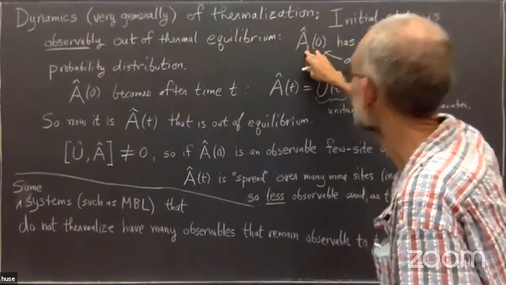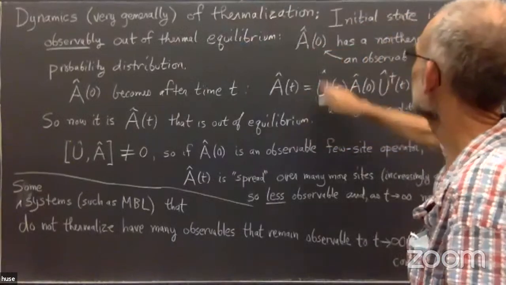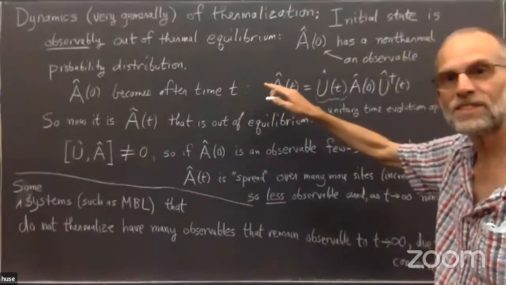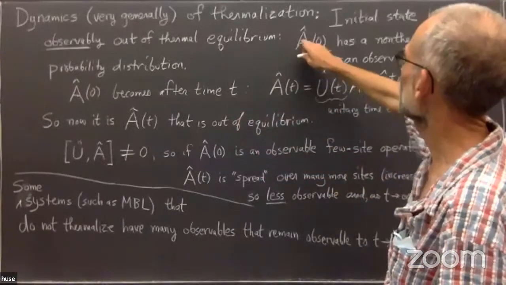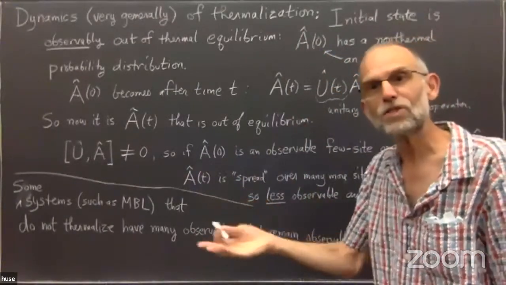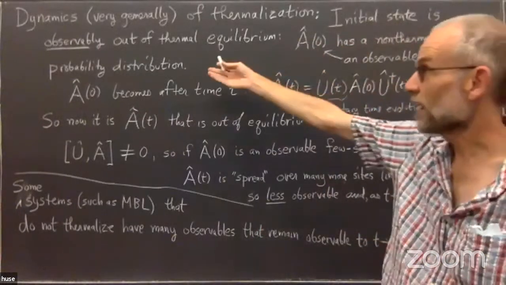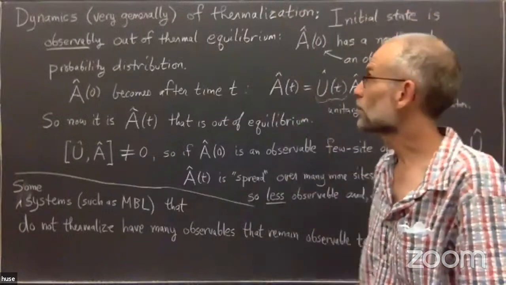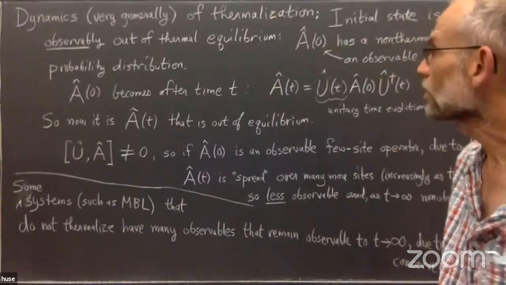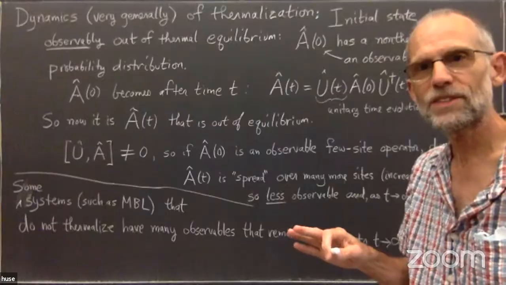And that means there's at least one observable, which I'm going to call A hat, at time zero, in my initial state. So initial means time zero. And that has some non-thermal probability distribution, right? Theoretically, if I wrote my initial state in terms of the eigenstates of this operator, that would explicitly show the probability distribution of all those eigenvalues. And it would be a probability distribution that's different from what it is in thermal equilibrium for the same conditions as this initial state. Okay. So does that address the question that was being asked? I think so. Thank you.